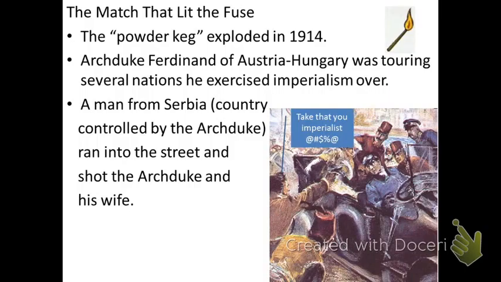The match that lit the fuse. Now again, you could use any term or phrase you want to, but this is the one this particular PowerPoint used. So the powder keg is the Europe at this time, because of those four causes: nationalism, imperialism, militarism and the alliance system, it was just a powder keg waiting to be exploded. It was just waiting for that spark. It was just that firecracker waiting for the fuse to be lit. Again, whatever metaphor you wish to use.